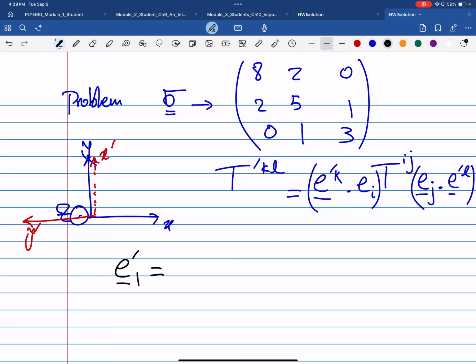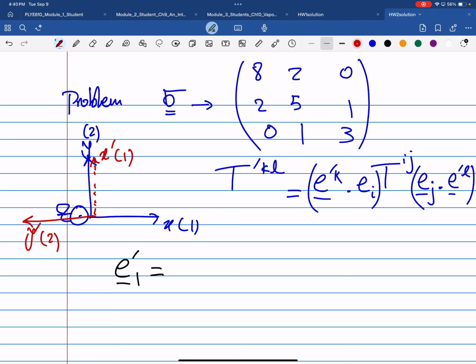What? Cos theta. We can look at this. The first row is even. E1 prime is related to the x, right? So let me be more accurate here. This is my 1, this is my 2, this is my new 1, this is my 2 prime basically.